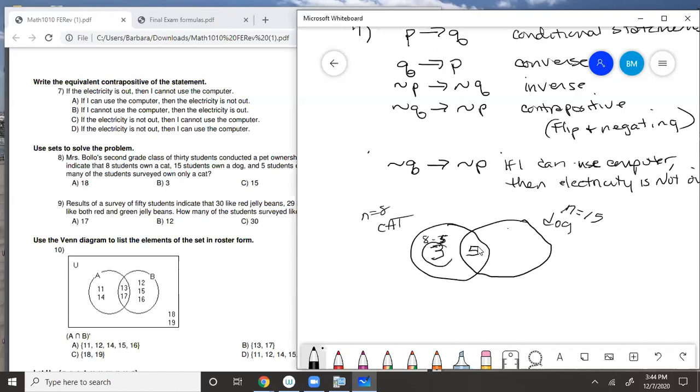And then how many left here that owned a dog only? So 15 minus 5 equals 10. Excellent. So the number of students that only owned a cat is what? 3. Yeah, B, 3. Very good. That's just this region here.